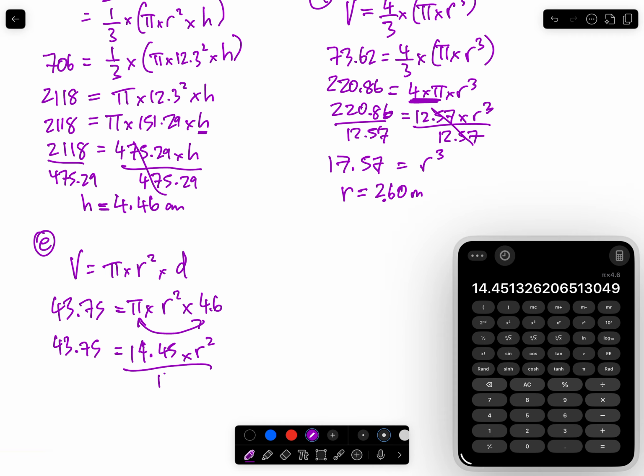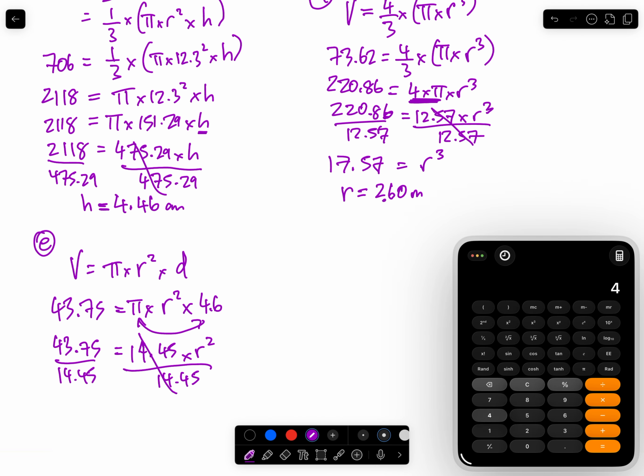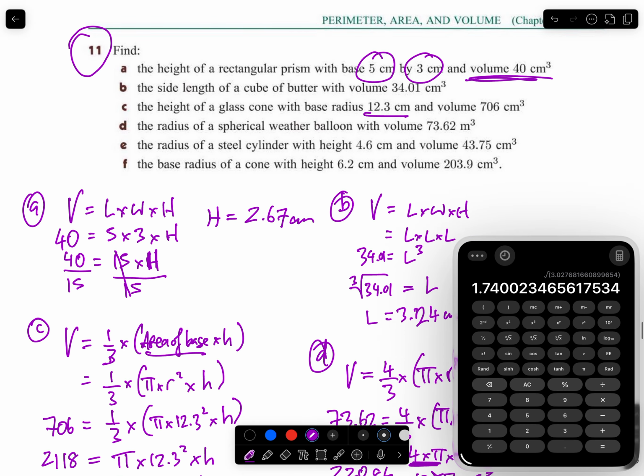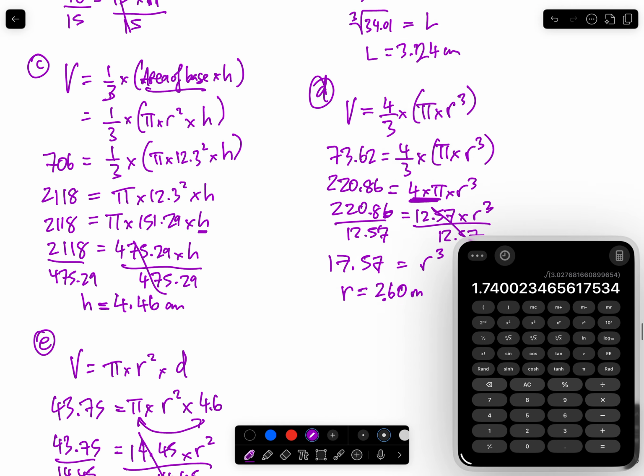The opposite of timesing by 14.45 is dividing by 14.45. 43.75 divided by 14.45. 3.03 equals r squared. Opposite of squaring something is square root. So r is going to be 1.74 centimeters.